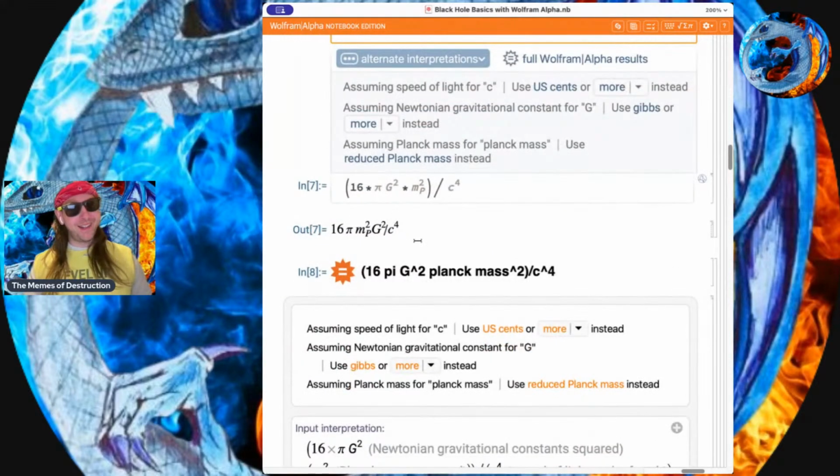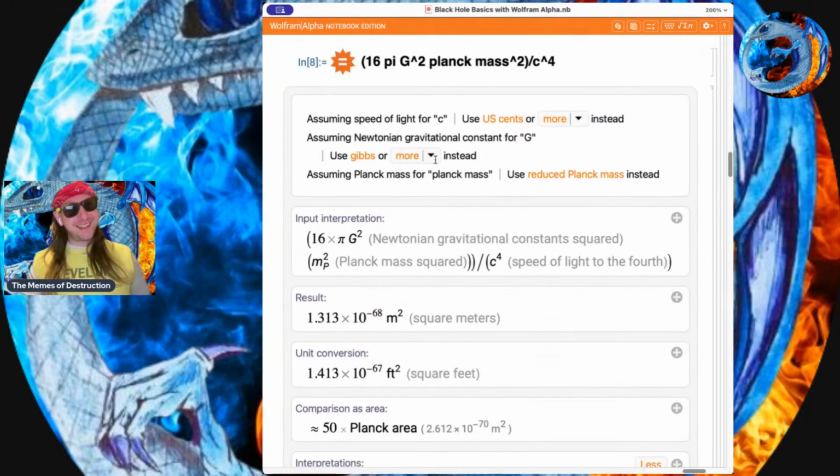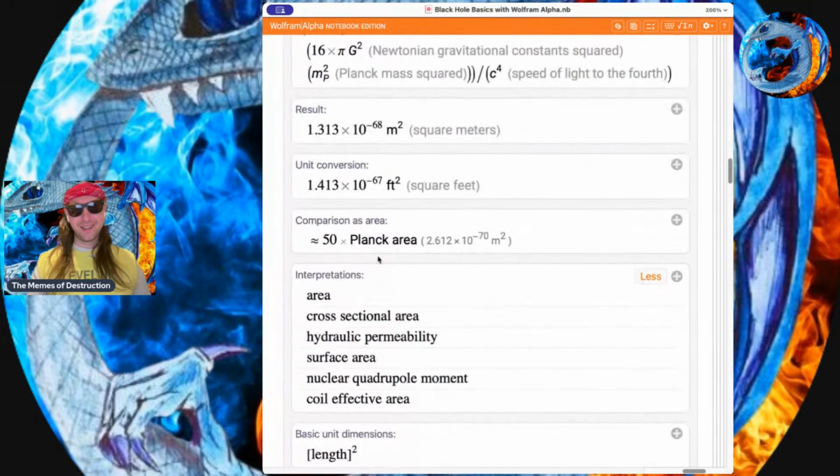So we put all that in there, and after I queried it the right way, we get this. What is this? We get 1.3 times 10 to the negative 68 square meters. What the heck does that mean? Well, that's what it means: 50 Planck areas.